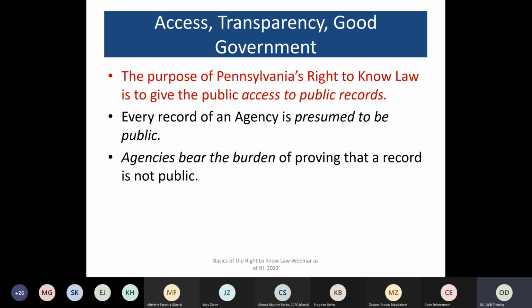Which brings us to the purpose of the right to know law. And I think that it's important that we get this foundational statement out there because of all that misunderstanding as to what the right to know law actually entails. So the purpose of Pennsylvania's right to know law is to give the public access to public records. Okay, seems like a no-brainer, but like I said, there's a lot of misunderstanding. I think on both sides of the equation, where some folks view the right to know law as government's version of Google, where they can basically write out any question, send it in, and government has to run around and find out the answer. Well, that's not the case.